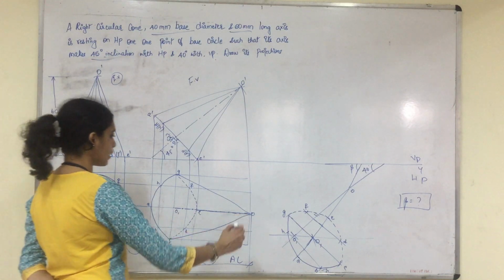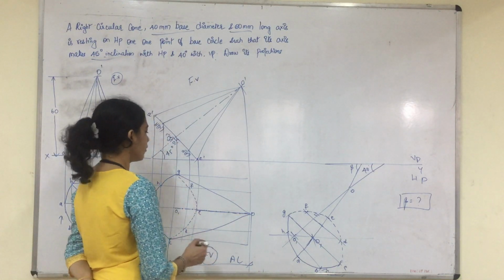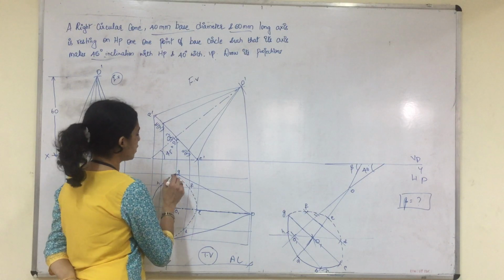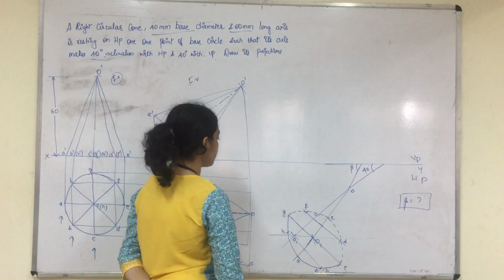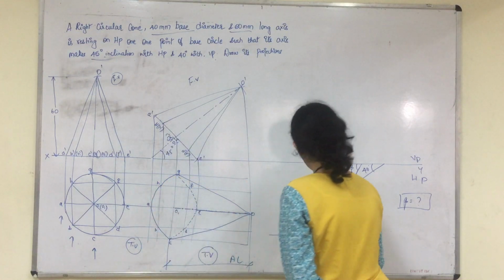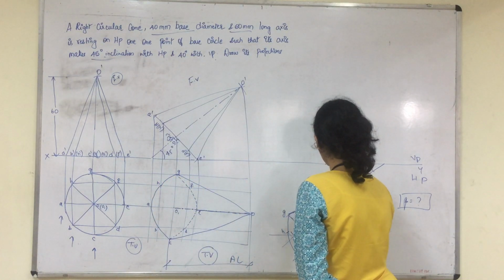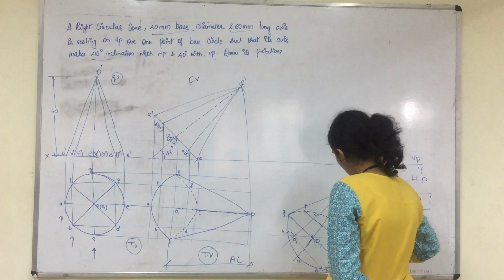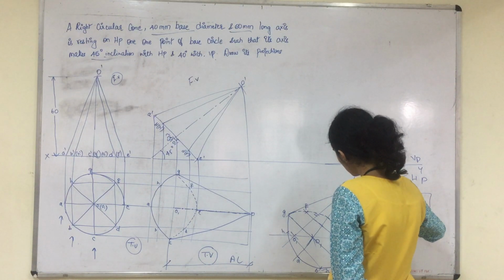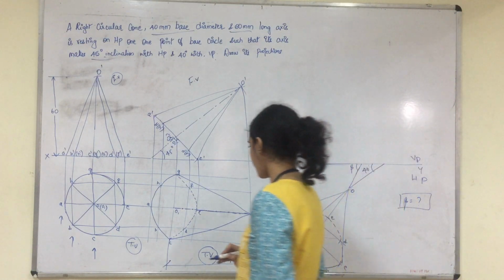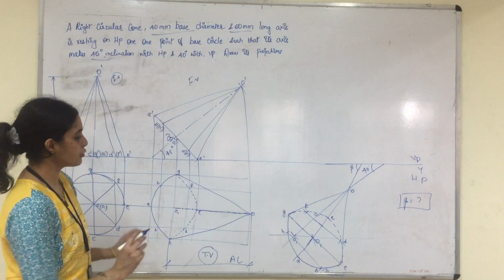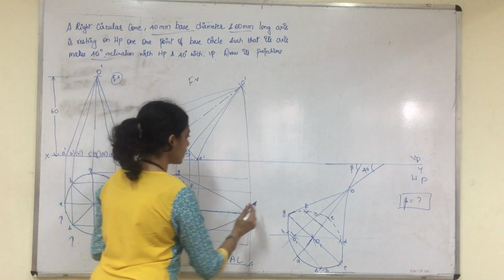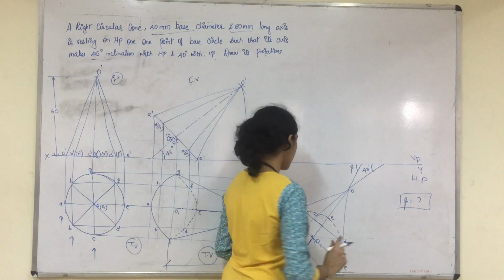So once this is done, we need to join the generators at the end of the circumference of the circle to our apex. So G is one of the generators. So kindly join, and from C also. Right? So we have now shifted our top view of the second stage to the beta angle.